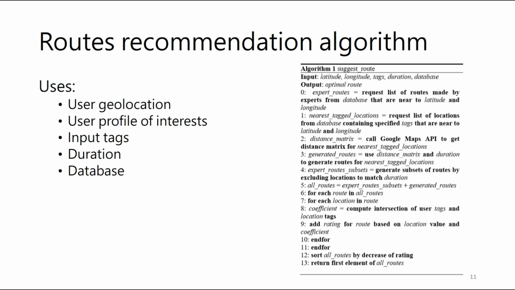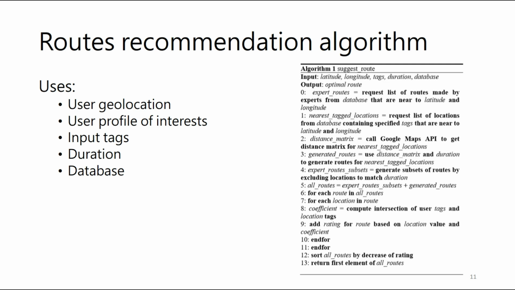The algorithm accepts the following data as an input: user latitude and longitude, which is retrieved from the mobile application; user profile of interest, which is extracted from social media and from search history and further transformed into a set of tags; input tags the user is searching for, for example, Dostoevsky or museums; desired duration of walk; and lastly, the database filled with data collected in the previous step.